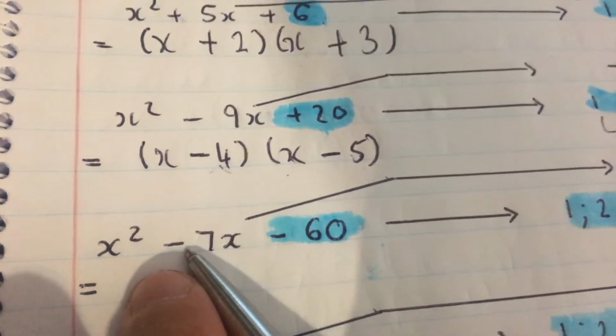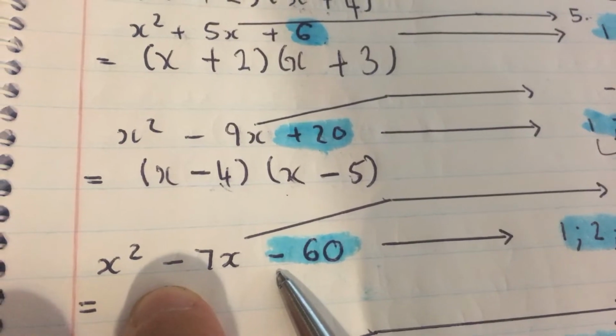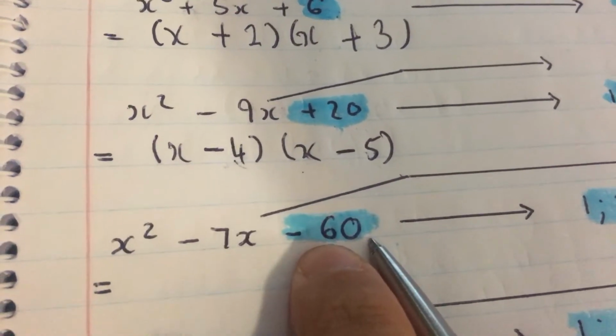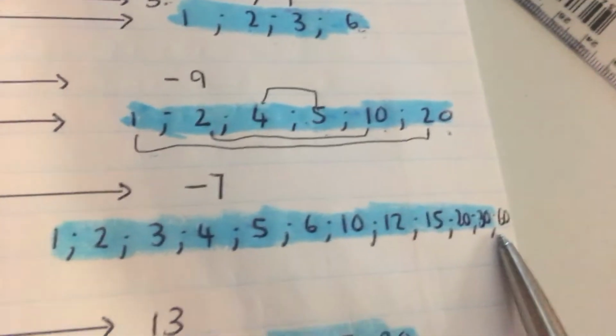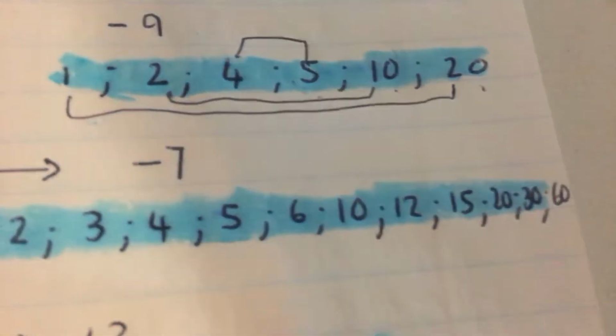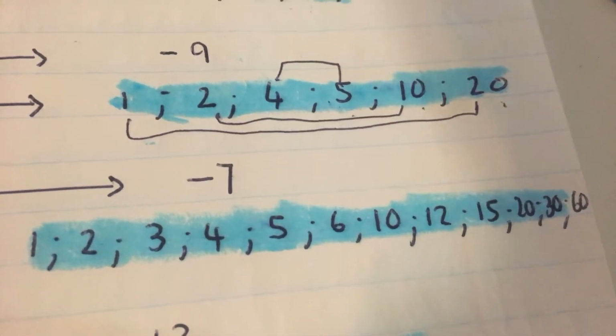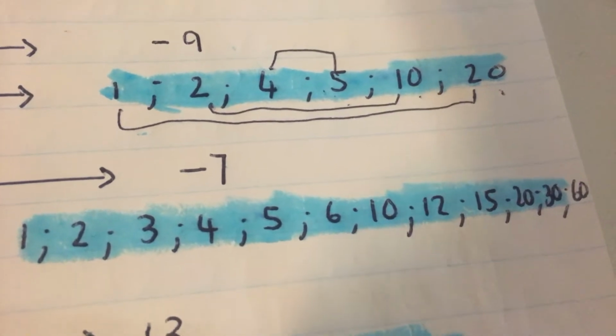Now, I've got a negative and a negative. Okay, but do the same things again. What must we do again? Factors of 60, and which factors get me to negative 7? Here are all my factors of 60. Now, I haven't done this one yet, so let's just check it out. I'll work with you on this one.